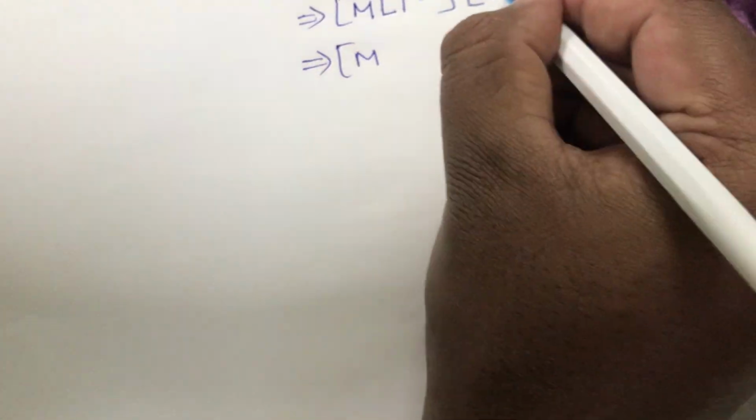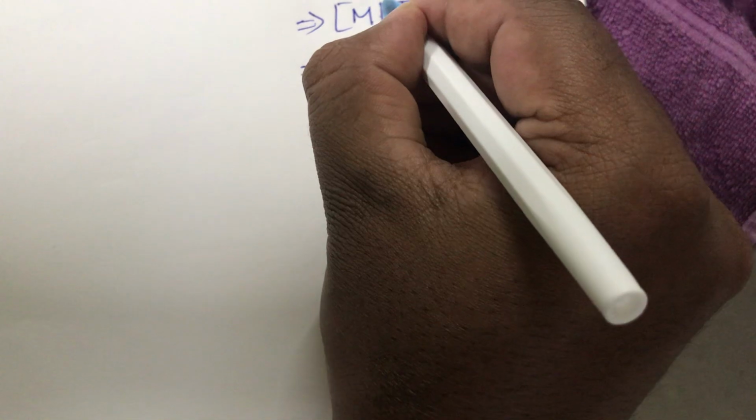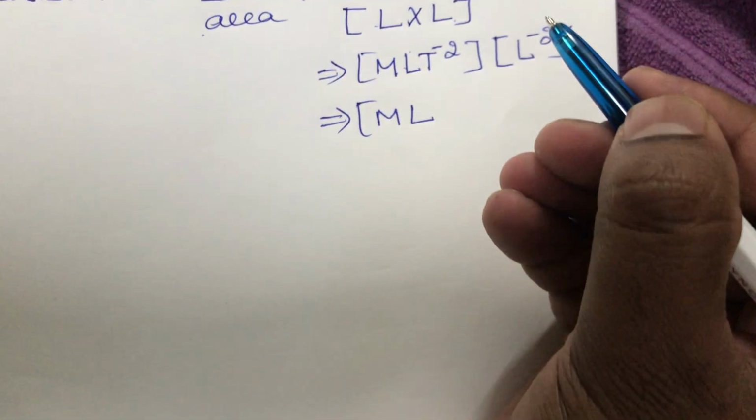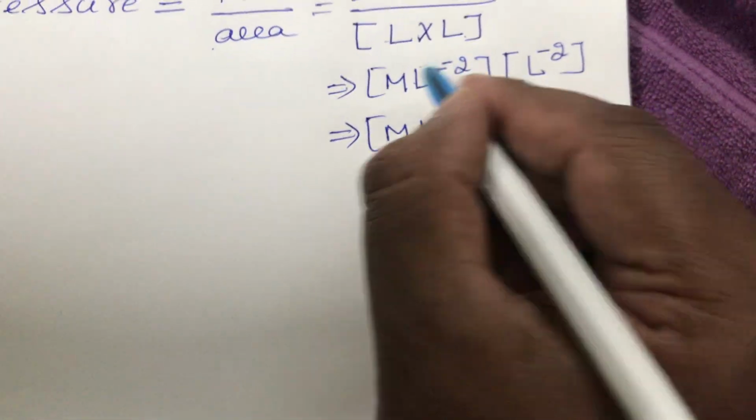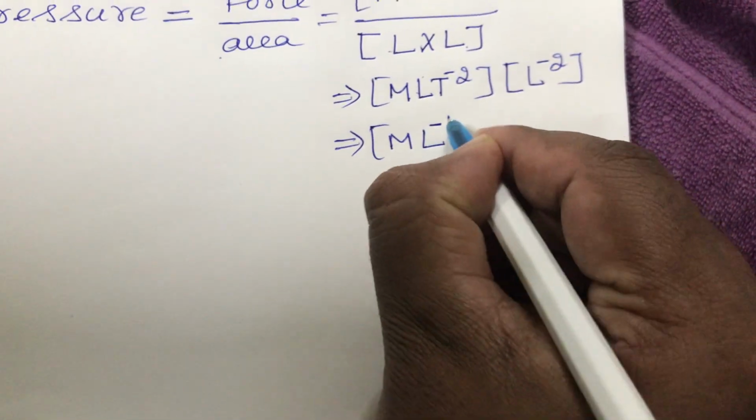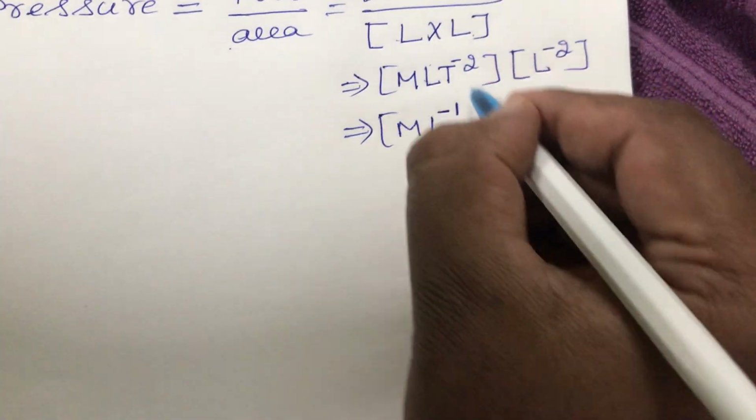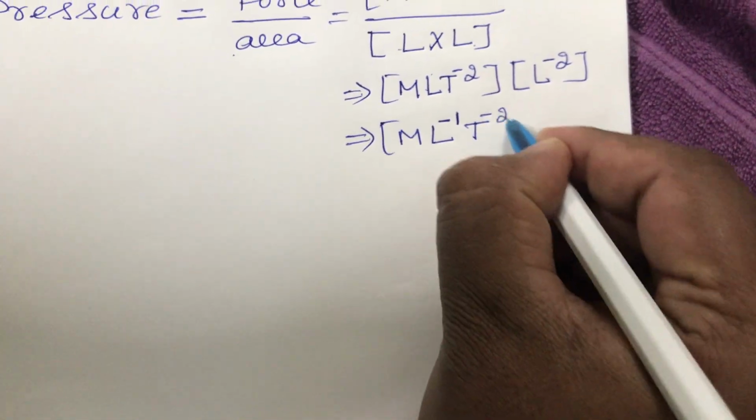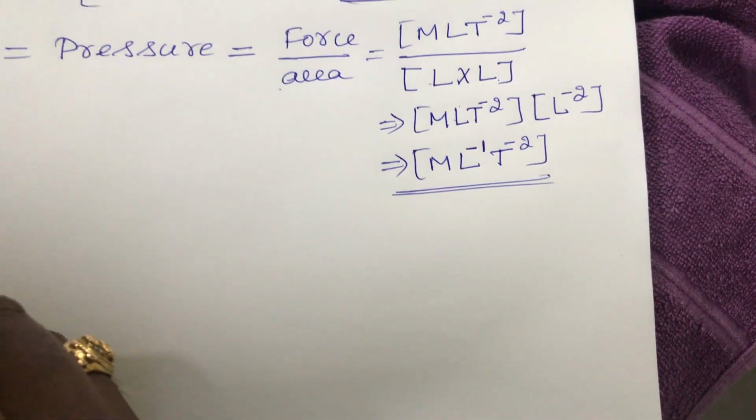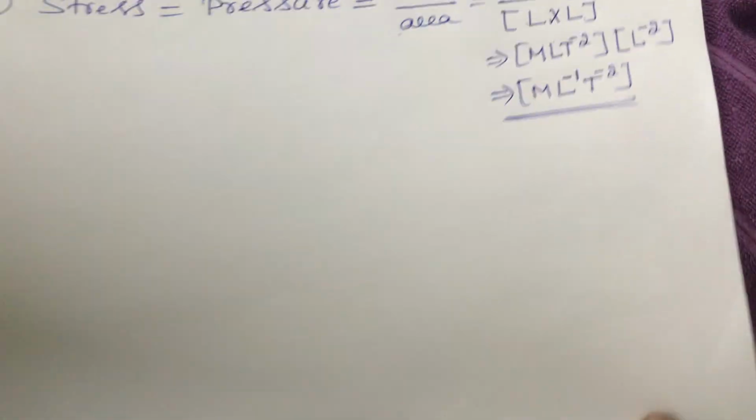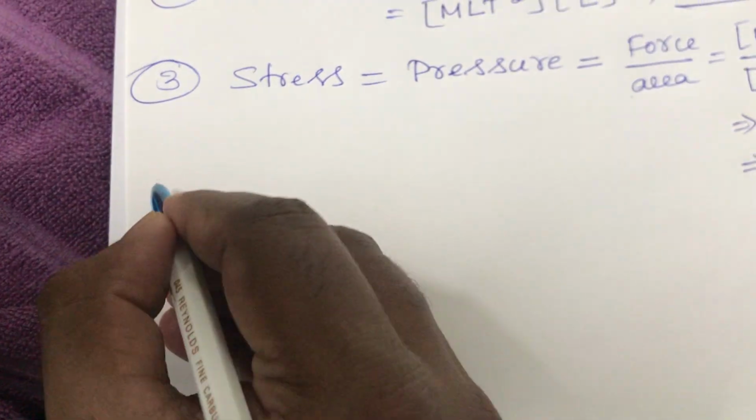Okay, now what I will write here, m, l to the power plus 1 is there, and l to the power minus 2 is there. Plus 1 and minus 2 will give you minus 1, okay, and t to the power minus 2. Okay, this is the dimensional formula for stress.